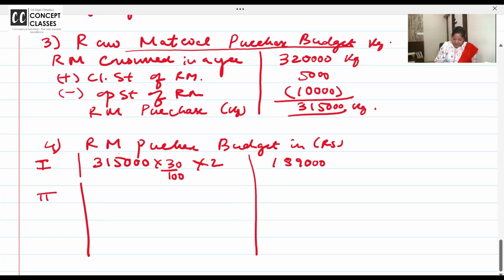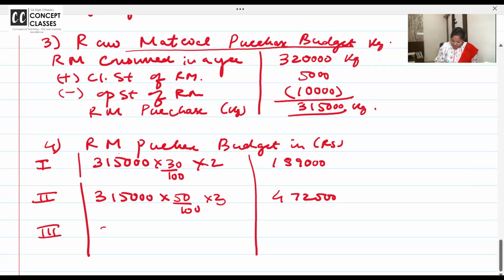1,89,000. Second quarter: 3,15,000, उसका कितना? 50%. And the rate is increased to 3. 3,15,000 का 50% into 3 is 472,500 memory में.